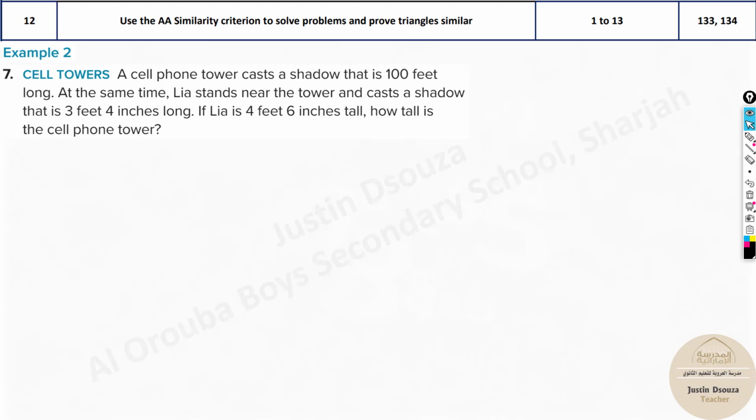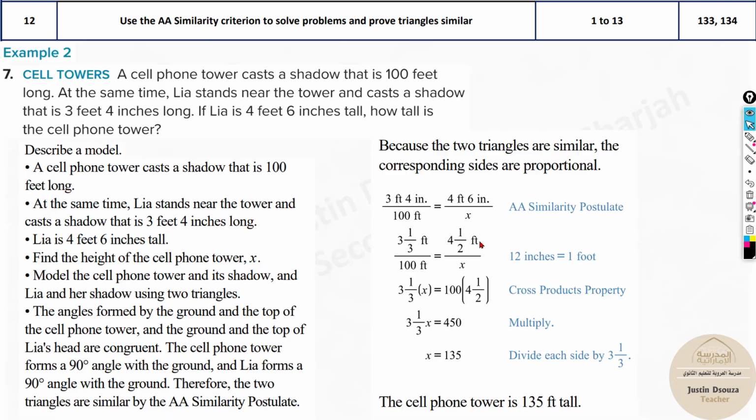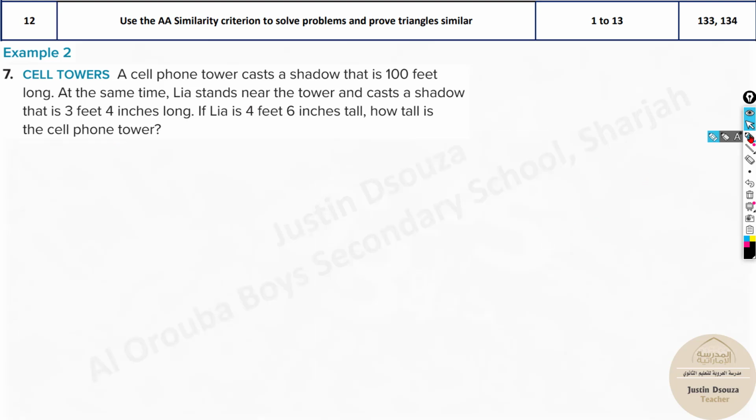Now we move on to a real world problem. Here they have told a cell phone tower casts a shadow that is 100 feet long. Let's just check whether there is no figure over here. So let's do the figure as we are talking, when we are reading, sorry. There is a cell phone tower. This is 100 feet. Let us write this 100 feet. And okay, now there are, see, 3 feet 4 inches. We will convert that in a while.